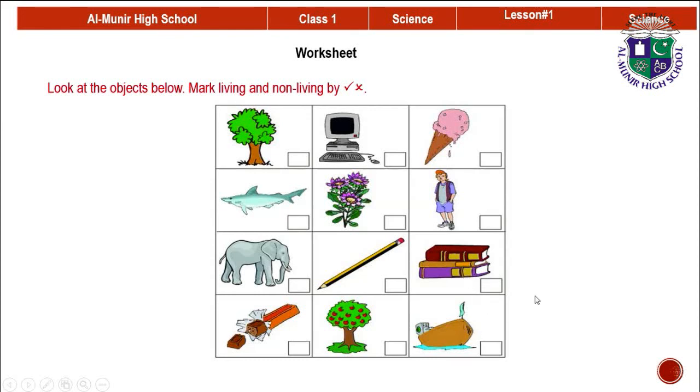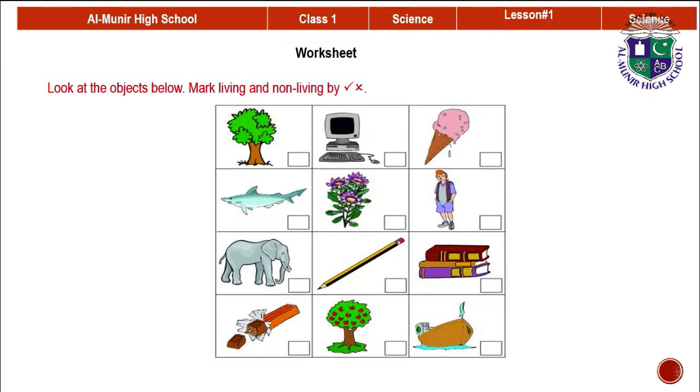So this is your worksheet, and when you done this worksheet you have to paste it on your science copy. So one class, this was your unit number 1. So you have to learn this lesson and do the work on your books, and take care of yourself.